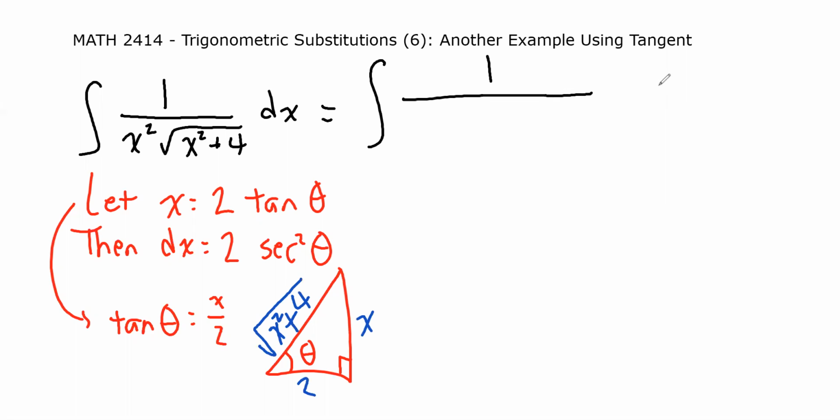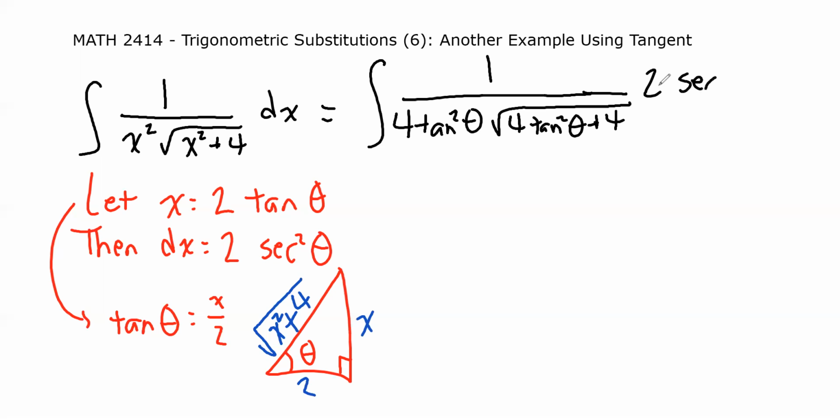All right, underneath the 1, we start with an x squared, but x was 2 tangent theta. So x squared is 4 tangent squared theta. And then under the square root, we have an x squared again, so it will again become a 4 tangent squared theta. But it has a plus 4 after it. And dx is equal to 2 secant squared theta d theta. Shame on me, I left the d theta off right there.